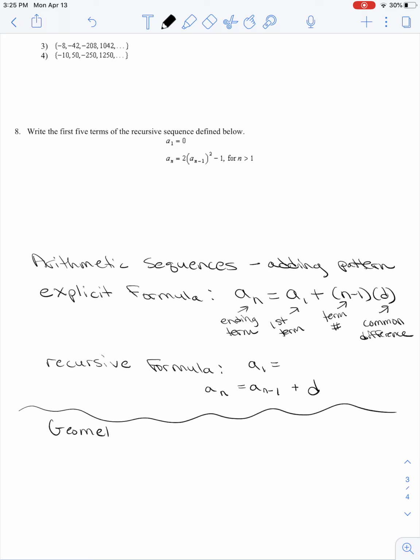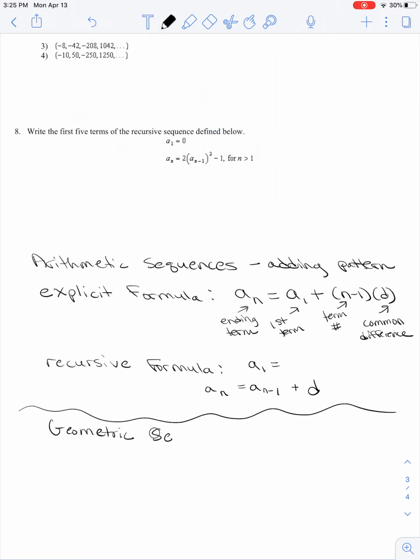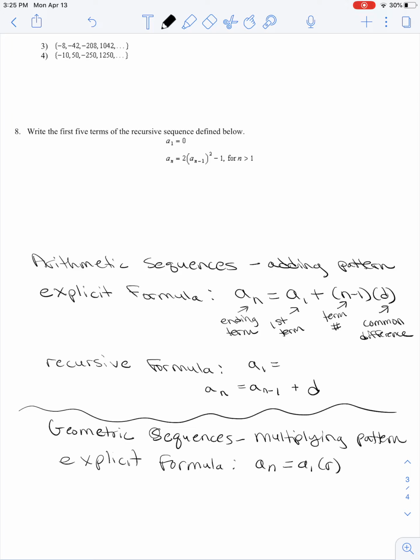So we also talked about geometric sequences. And they have a multiplying pattern, which we call the common ratio. So there's an explicit and a recursive formula for a geometric sequence as well. So the explicit formula is a sub n equals a sub 1 times r to the n minus 1.